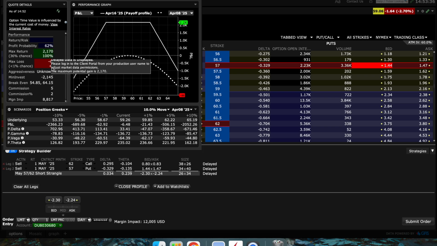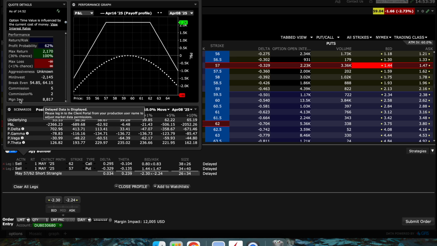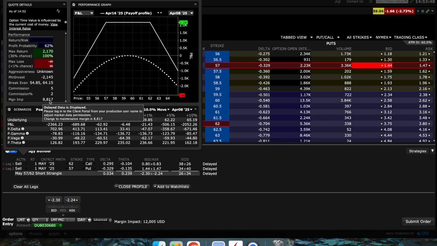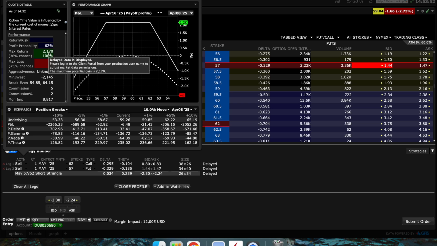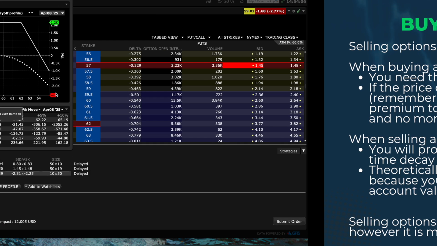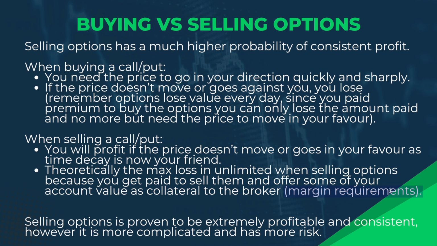So actually, the margin requirement is higher than 8,000. It's 8,817 plus the 2,170, but the net margin impact is 8,800. So this includes the credit that you're already receiving. So you don't have to subtract the credit from this amount. It's already included with Interactive, right? So this will be held as collateral on your account. So again, this is margin requirements, really important.